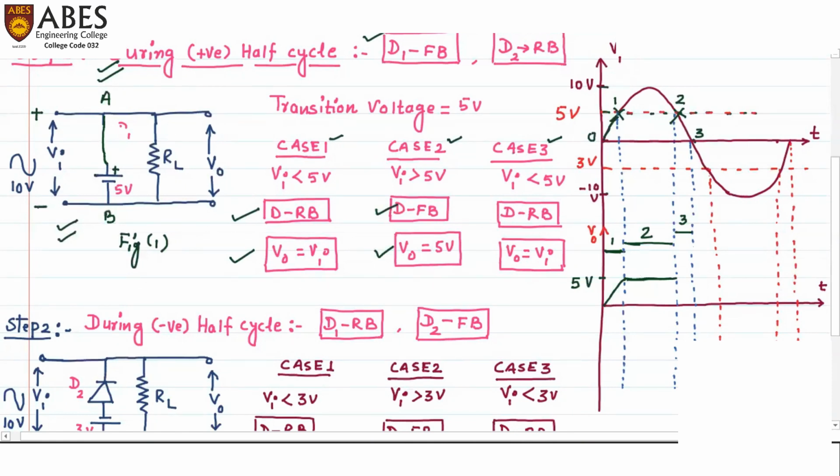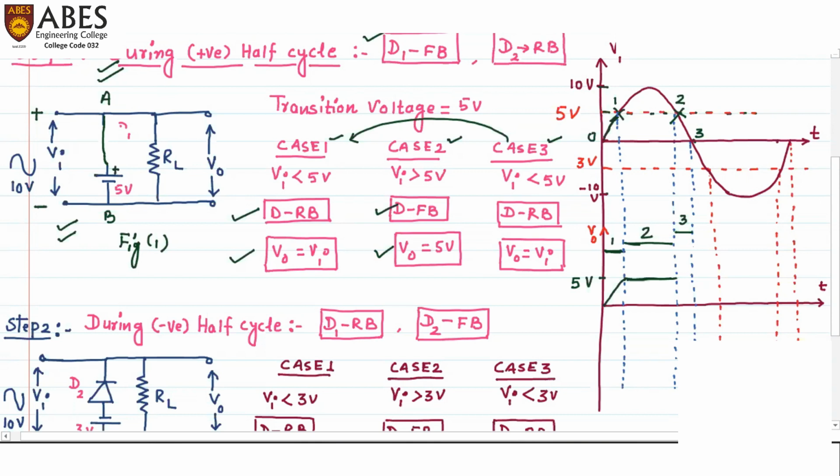Now let's come to case number 3. Case number 3 and case number 1 are both similar. So in case number 3, Vi will be less than 5 volts and the diode will be reverse biased, as we discussed in case number 1. Therefore, V0 will also be equal to Vi. So let's see how Vi is during case number 3.